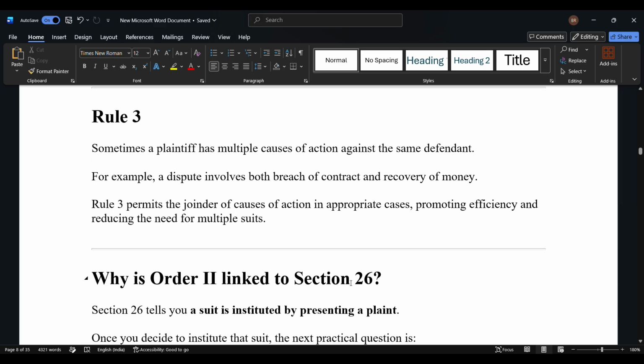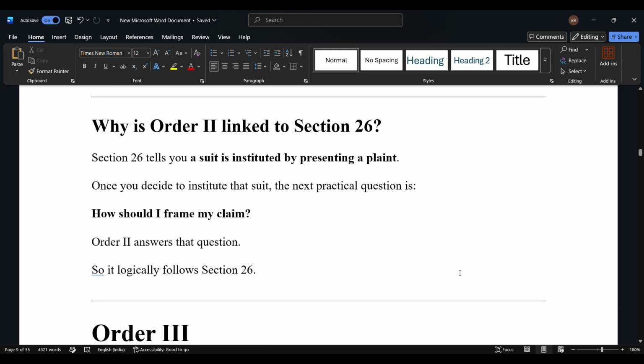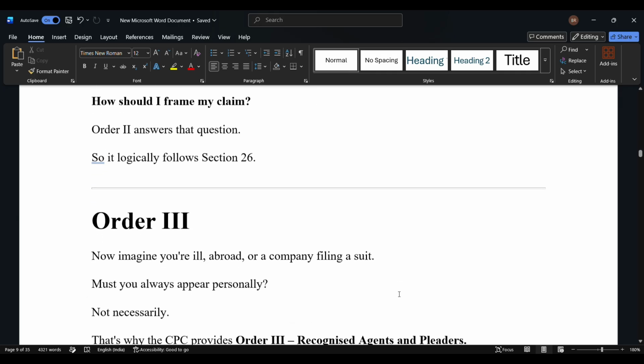Rule 3. Sometimes a plaintiff has multiple causes of action against the same defendant. For example, a dispute involves both breach of contract and recovery of money. Rule 3 permits the joinder of causes of action in appropriate cases, promoting efficiency and reducing the need for multiple suits. Why is Order 2 linked to Section 26? Section 26 tells you a suit is instituted by presenting a plaint. Once you decide to institute that suit, the next practical question is, how should I frame my claim?